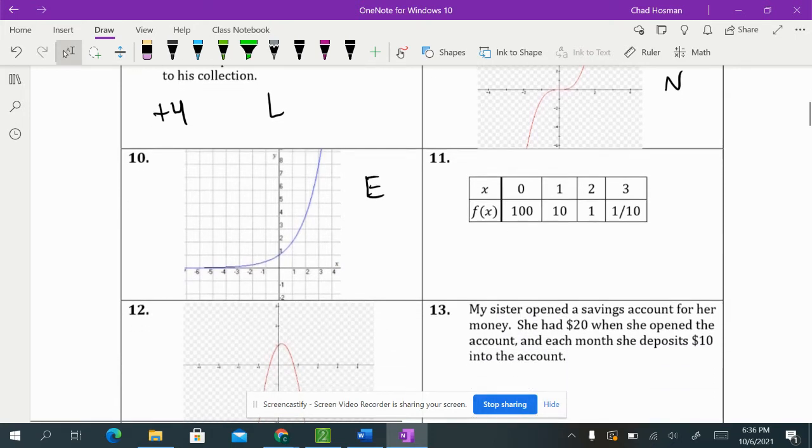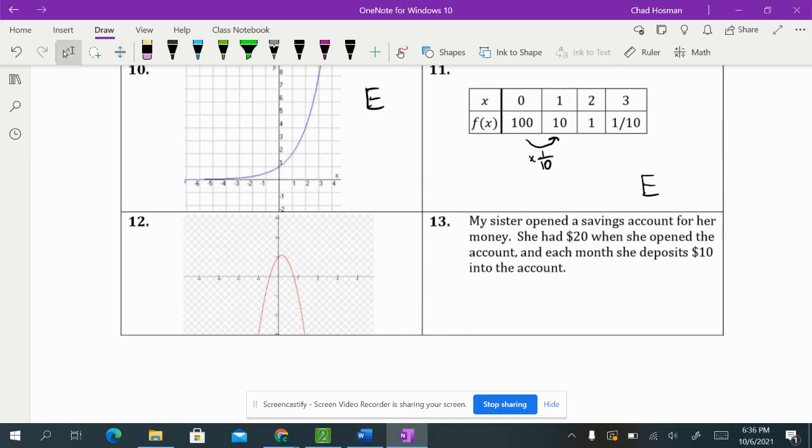Number 11, it's definitely going down, and we can see it's being divided by 10 each time. And we know dividing by 10 is the same thing as multiplying by 1/10. Remember, dividing by a number is the same thing as multiplying by the fraction of that number. So if it's dividing by 10, that's like multiplying by 1/10. And since it's being multiplied by the same number each time, it's exponential. Number 12 doesn't look like that curved line like in number 10, and it's definitely not linear, so it is neither.